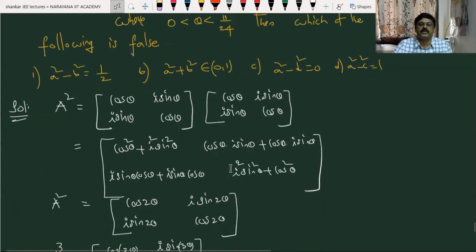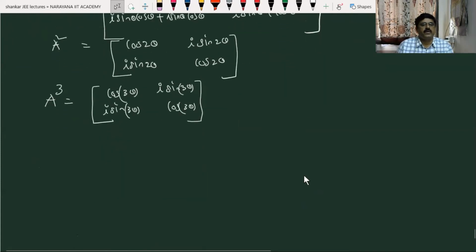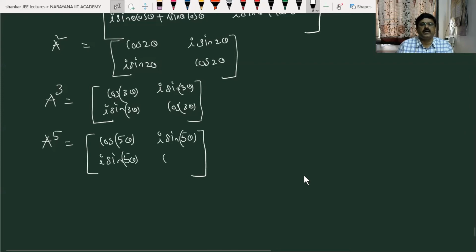Similarly, your question is what? A power 5, students. Therefore, A power 5 is coming as cos of 5 theta, i sin of 5 theta, i sin of 5 theta, cos of 5 theta.